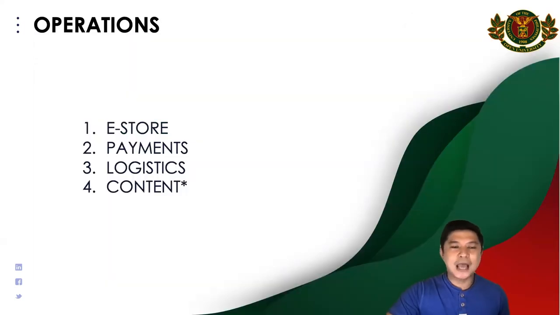Now, in the operations, we have four, actually just three major differences from a typical, traditional business. In e-commerce or online business, you have an online equivalent of the physical store, and that's your electronic store. It could be website-based, social media-based, marketplace-based like Shopee, Lazada. Doesn't matter as long as you have an online equivalent of your physical store. That's the one major difference of e-commerce to your typical traditional physical business.